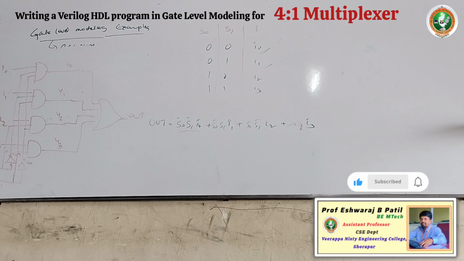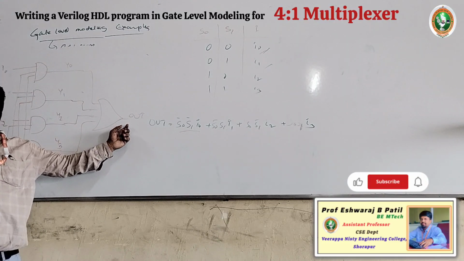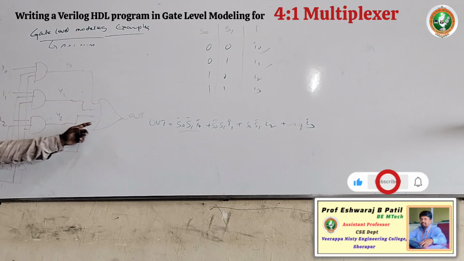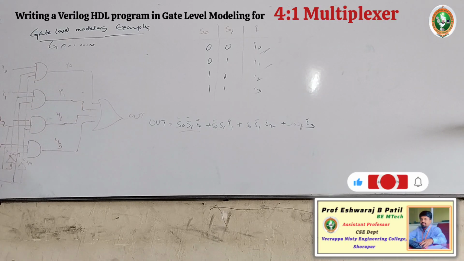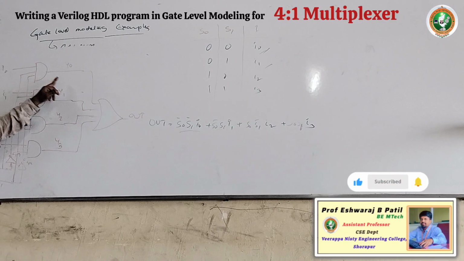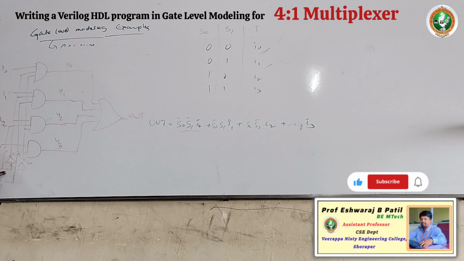These are what we call the inputs. This is the output. Interconnection between gate to gate, we call them wire. But here also wire is there. You can say this is S0 as the input. But after the NOT gate, the NOT gate to AND gate connection is there. This one is also considered as the wire.